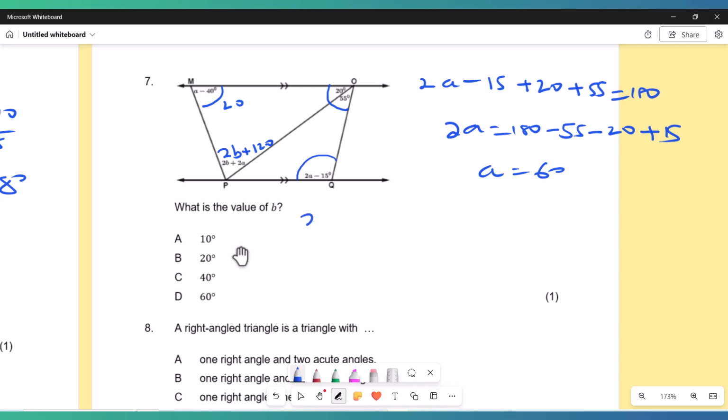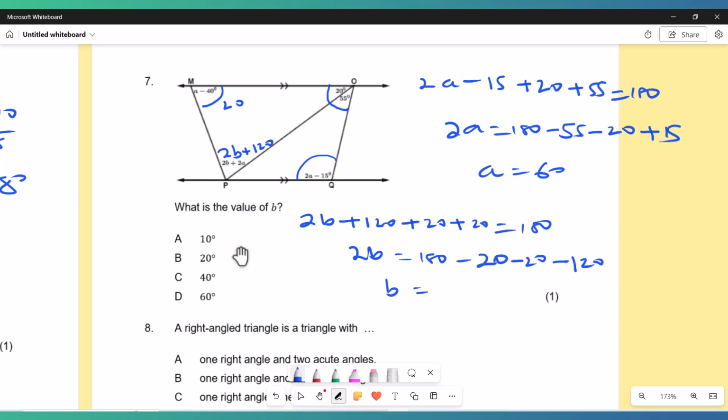okay, plus 120 plus 20 plus 20, okay, gives me 180 because it's a triangle here. So my 2B equals 180, okay, minus 20 minus 20, also minus 120. Then I divide by 2 to get my B as well.